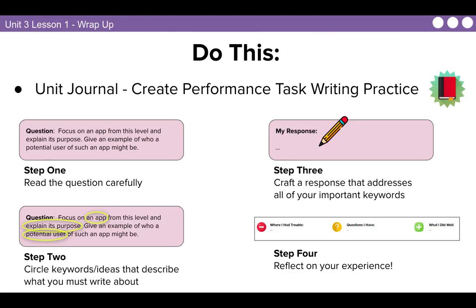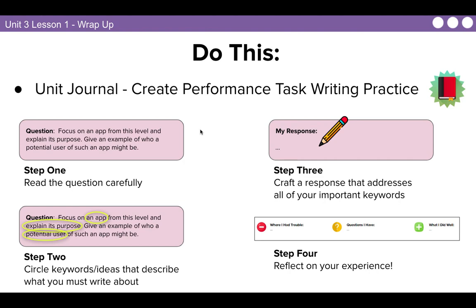For our wrap up, apps have unique purposes that appeal to different types of users. Apps take in input from users and output information in various ways. Users interact with apps through the user interface. Focus on an app from this level and explain its purpose. Okay? Give an example of who a potential user of such an app might be.